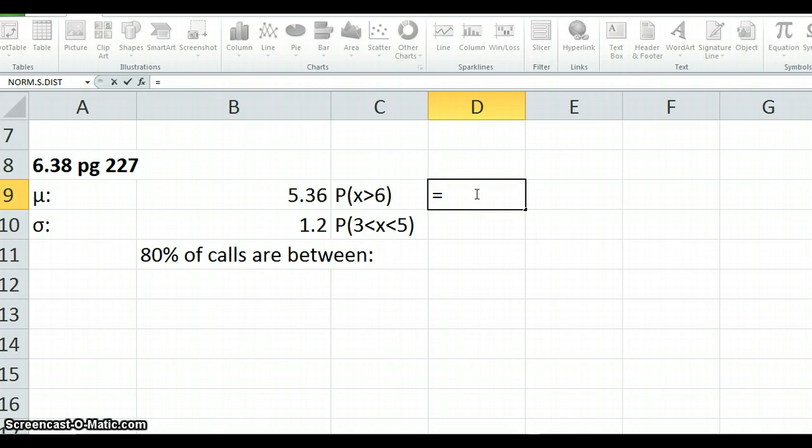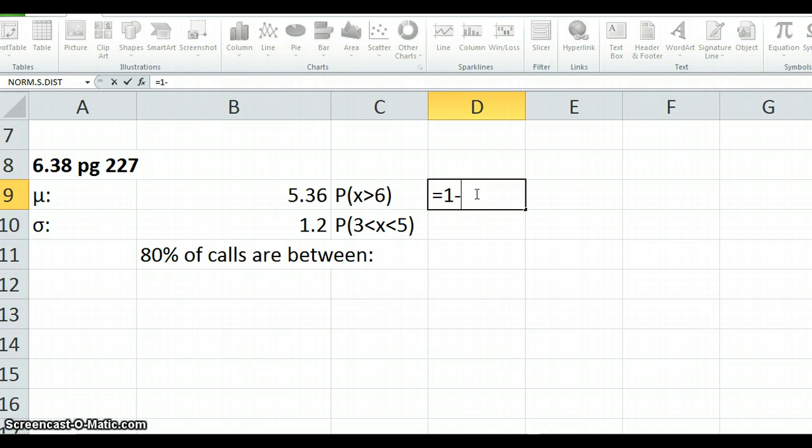This means, again, just like with the standard normal distribution, Excel only returns things to the left. It only returns the probability that something is less than that. So I'm going to start by doing 1 minus, because I know Excel is going to want to compute the probability that it's less than 6. So I'm going to do 1 minus to get the probability that it's greater than 6.